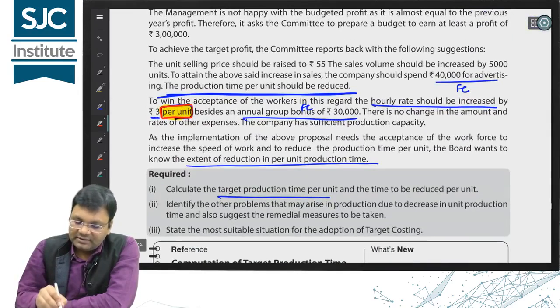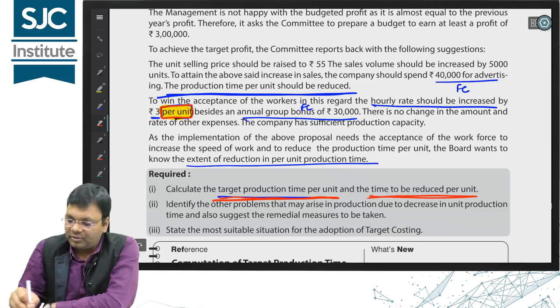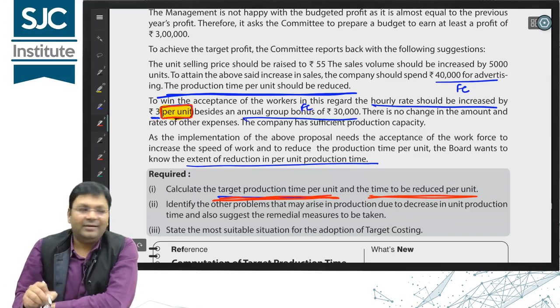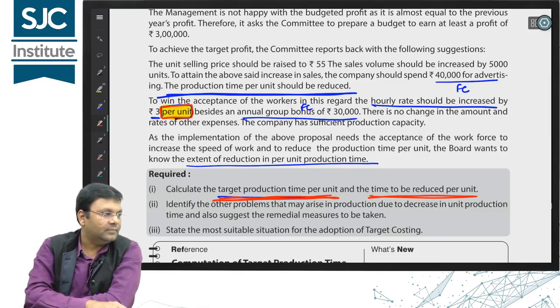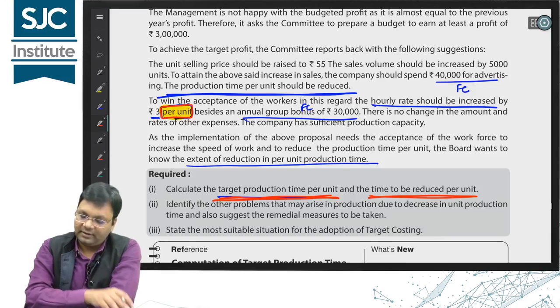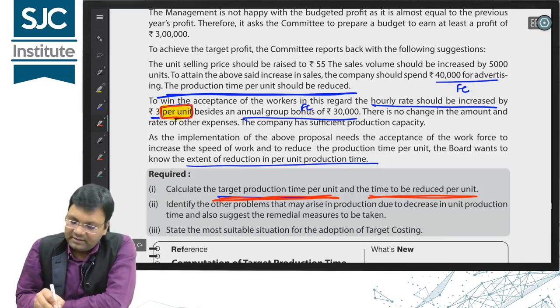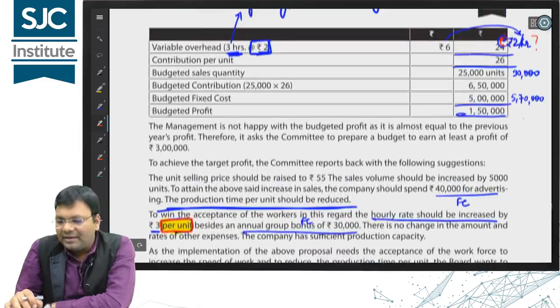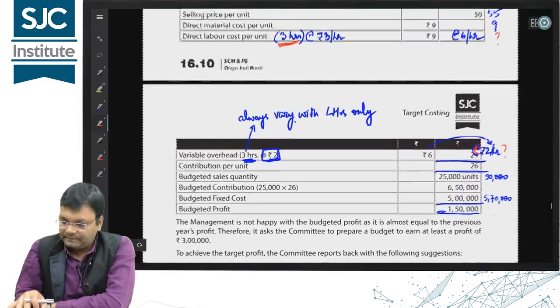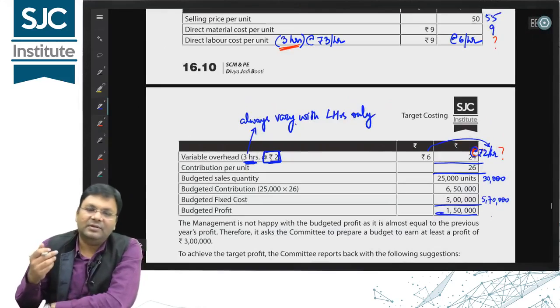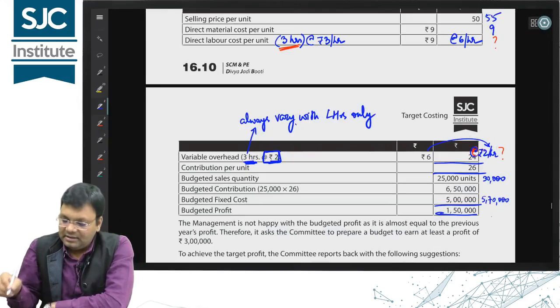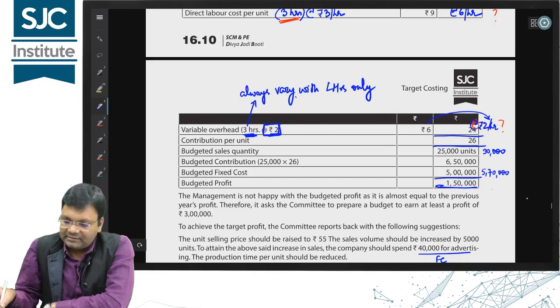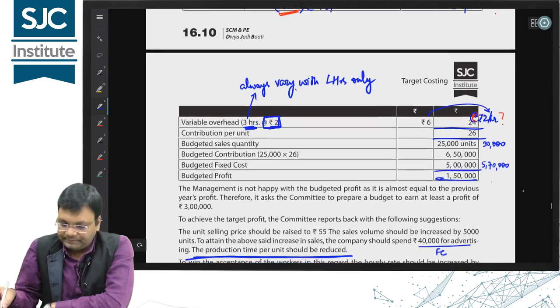So first question is only this one: calculate the target production time per unit and the time to be reduced per unit. Usually we were finding target cost, which was target price minus target profit. So now what we need to find is target time. Target time is nothing but the time that can help you to achieve your desired results. When we say target cost, it helps us to achieve our target profit, the desired result. So we want this target result to be achieved properly.